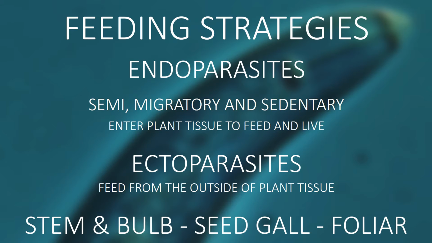They have several feeding strategies, 7 to be exact. Within the endoparasites, there are the semi-endoparasites, the migratory, and the sedentary endoparasites. And these guys all enter plant tissue to feed and live. And then we also have ectoparasites, which feed from the outside of plant tissue. We have stem and bulb. We also have seed gall, and then we have foliar feeding strategies.